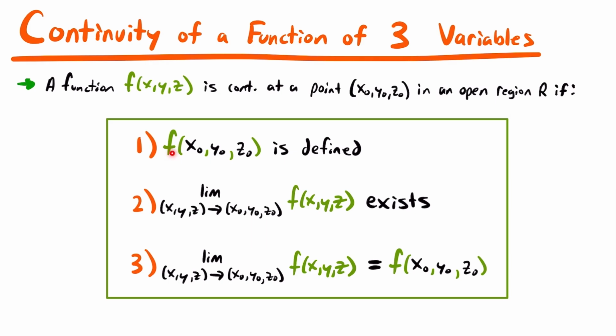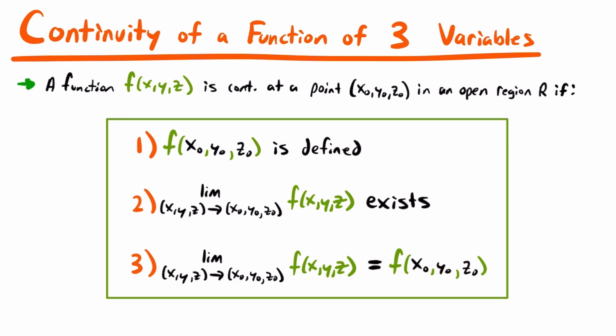The first one says that the function needs to be defined at that point x sub 0, y sub 0, z sub 0. Secondly, the limit at that point needs to exist on the function. And then thirdly, that limit needs to be equal to the value on the function. Once again, that third condition is really all that matters here, because if this limit is equal to the value on the function, then that limit exists and the function is defined at that point.